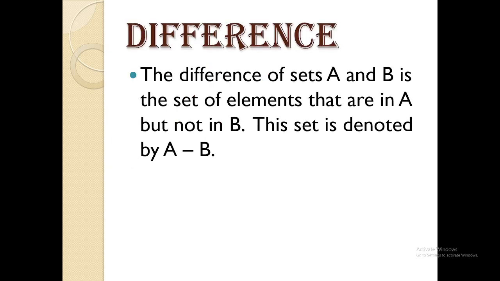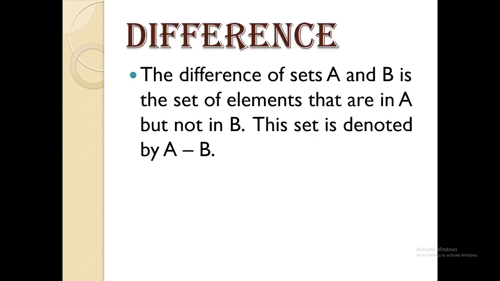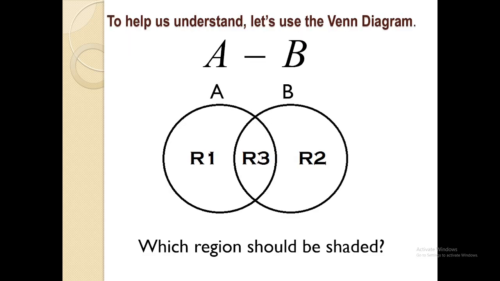Let's have another one. Difference. The difference of sets A and B is a set of elements that are in A but not in B. And this is denoted by A minus B. So meaning, if I have this Venn diagram and I want A minus B, back to the definition, the difference of sets A and B is the set of elements that are in A but not in B. So meaning, sir, where should I shade there? Is it region 1, region 3, region 2?